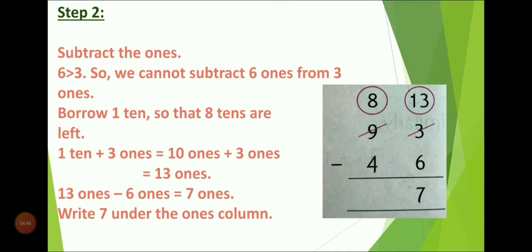9 will become 8. Then, we will add 1 ten and 3 ones. We will get 13 ones. It means 3 will become 13. Then we will subtract 6 ones from 13 ones. We will get 7 ones. So, we will write 7 under the ones column.